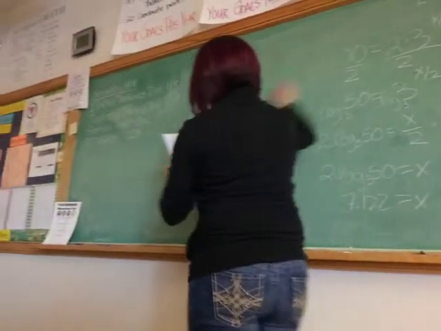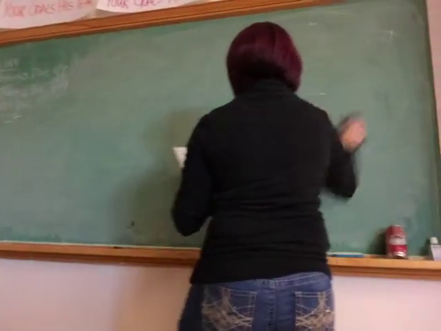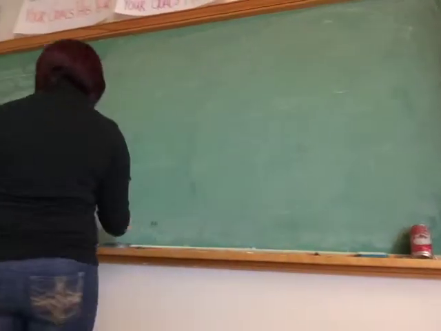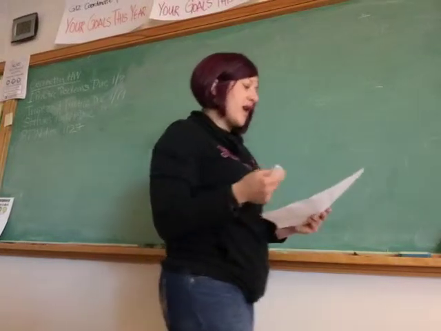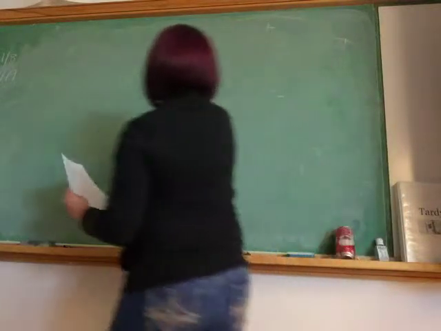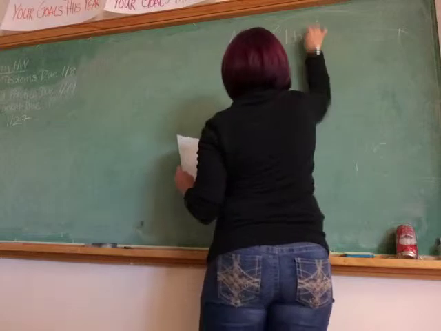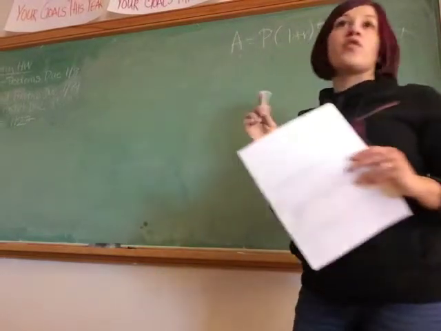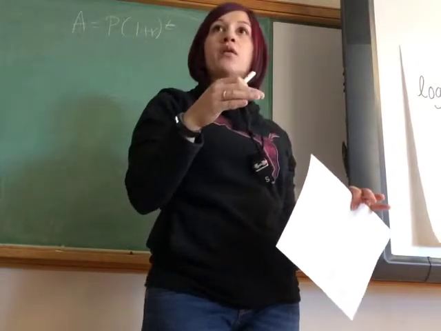All right, so we have an investment of $2,000 at 3% interest compounded annually. We have an equation to work with. They want to know how long will it take her investment to double. Okay, so we're going back. This equation right here is going to keep coming up over and over again. This A equals P times 1 plus R to the T power.